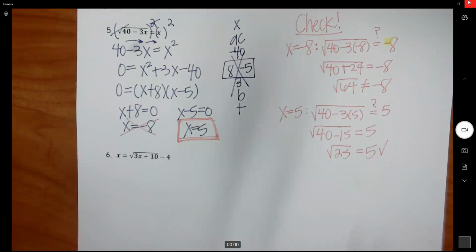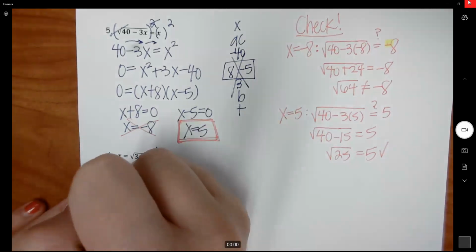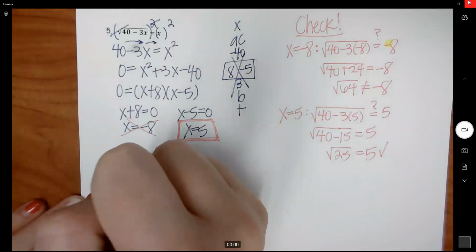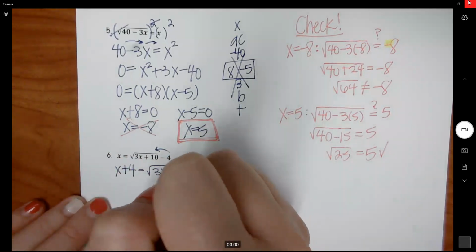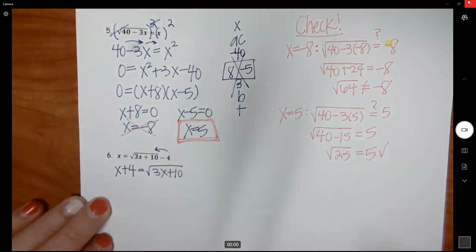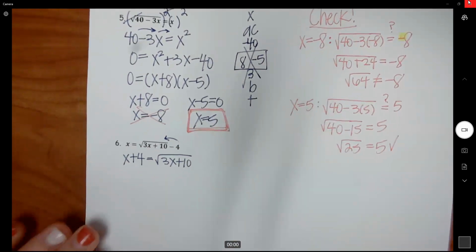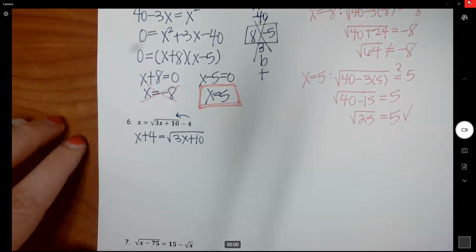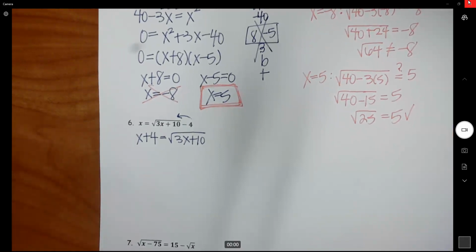Okay, on 6, we need to isolate the radical, and we'll do that by adding our 4 over. So I'm going to get x plus 4 equals the square root of 3x plus 10. We do have a lot to write on this one. I've already kind of set myself up bad with big writing here, but you might want to start writing small, because we are going to have a lot of steps right here.